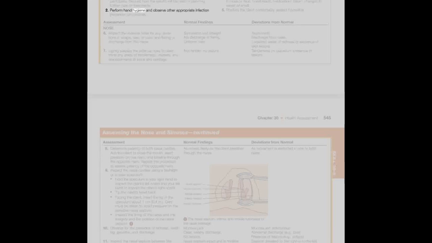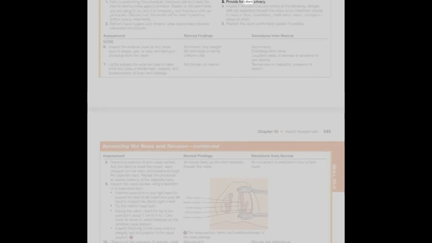2. Perform hand hygiene and observe other appropriate infection prevention procedures. 3. Provide for client privacy. 4. Inquire if the client has any history of the following: allergies, difficulty breathing through the nose, sinus infections, injuries to nose or face, nosebleeds, medications taken, changes in sense of smell.